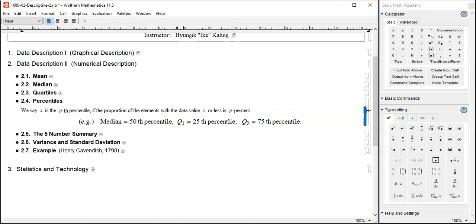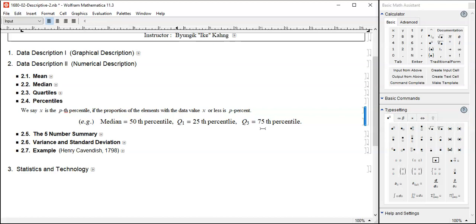X is in the pth percentile means p% is below X. So the median is the 50th percentile because it's right in the middle, the 50% line. Q1 is the 25th percentile, 25%. Q3 is the 75th percentile, the 75% line, and so on and so forth.